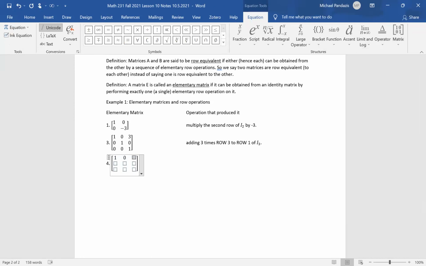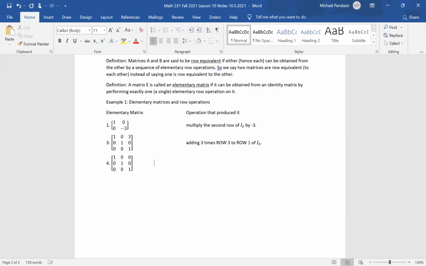There'd be more than one way to describe this as an elementary matrix. This is also an elementary matrix because I can multiply the first row of I sub 3 by 1. That's an elementary row operation: I'm multiplying a row by a non-zero constant, namely 1. Even though it doesn't change the matrix, I still performed exactly one elementary row operation on an identity matrix. So an identity matrix is also an elementary matrix.